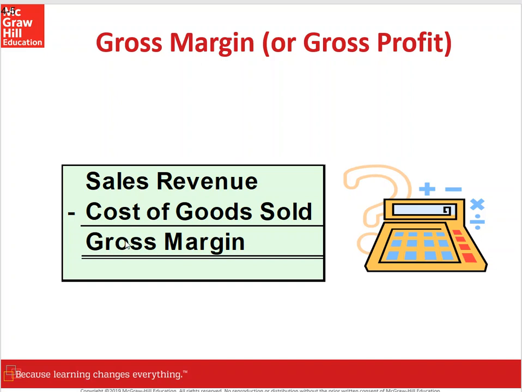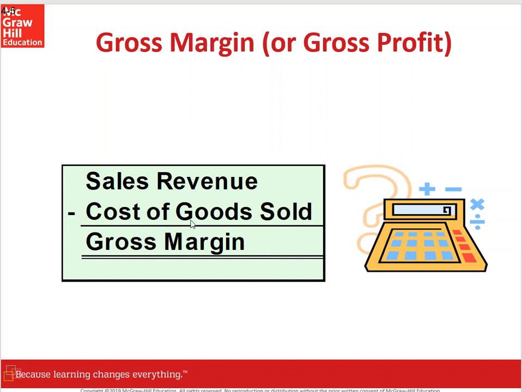And that's an important number in a merchandising business. A business owner or manager definitely wants to keep their eye on that figure. So the gross margin is what's left after the cost of our sales to cover the rest of our expenses and hopefully leave some amount of profit, some amount of net income at the end.